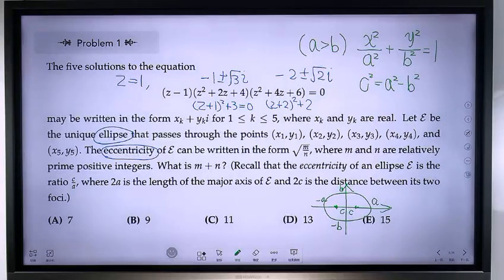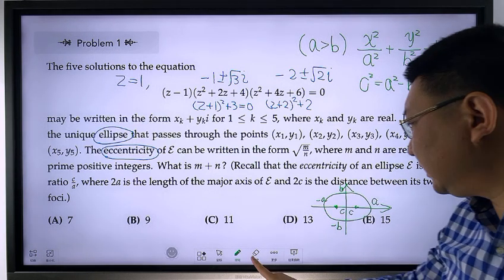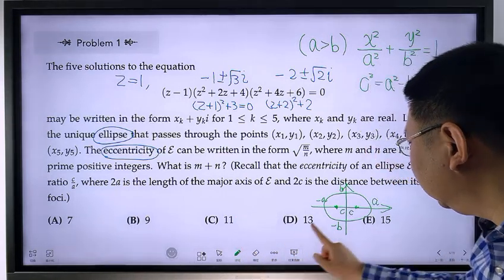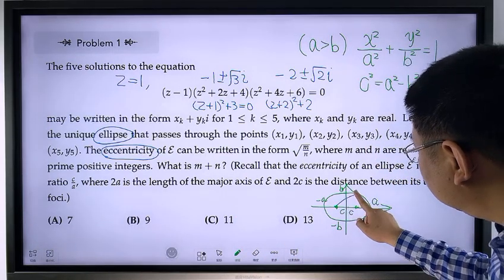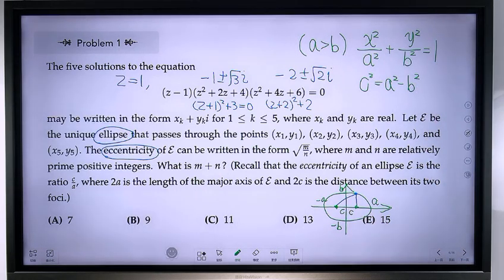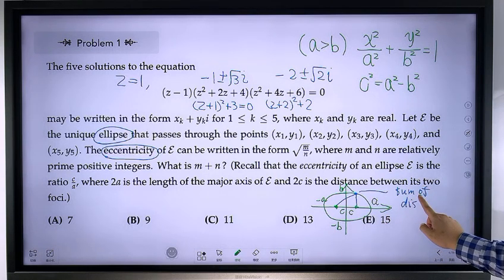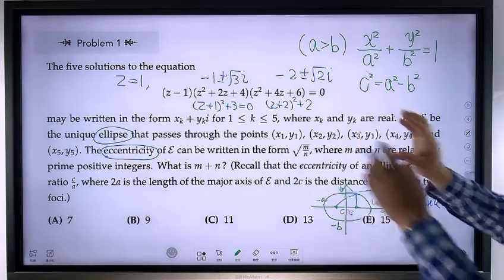And the interesting thing about this ellipse is you have to remember that for any point on this ellipse, the distances to the 2 foci sum to 2a. So the sum of the distances is 2a. So those are all the things about the ellipse.